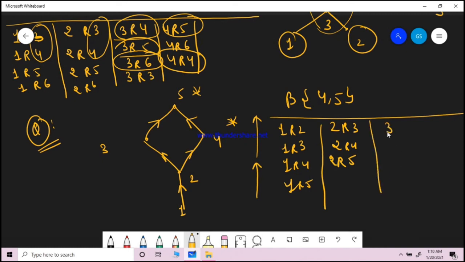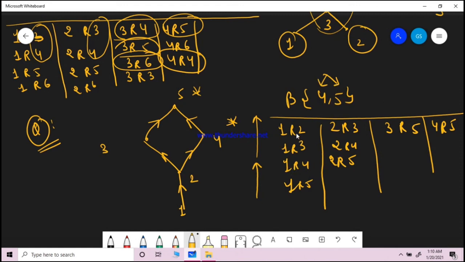Now move on to 3. 3 is related to 5 only. 3 is related to 5, nothing else. Now 4 is related to 5 only. Okay, 5 is not related to anything. And the part that we have to focus on is 4 and 5.